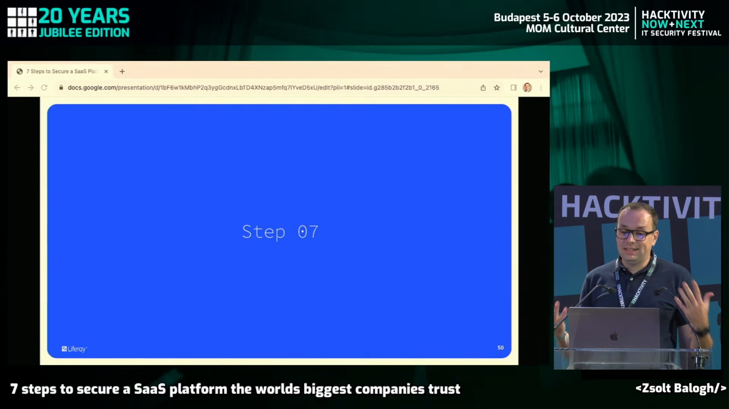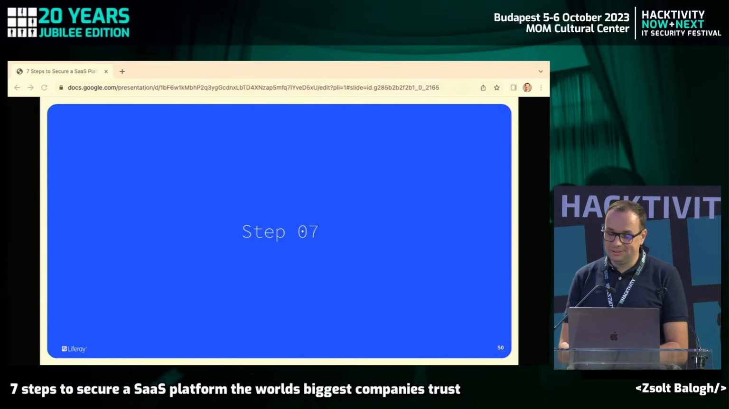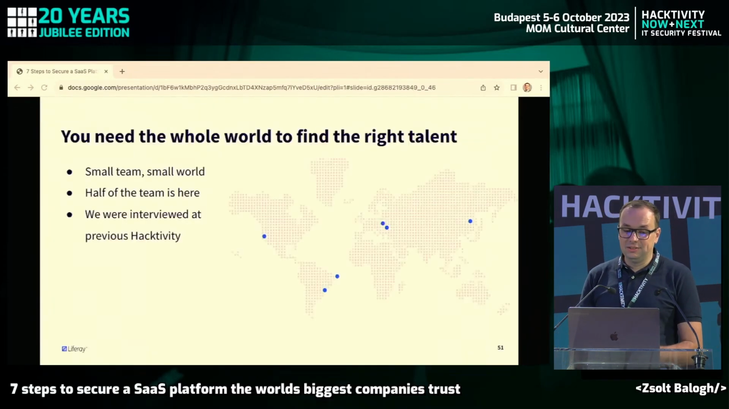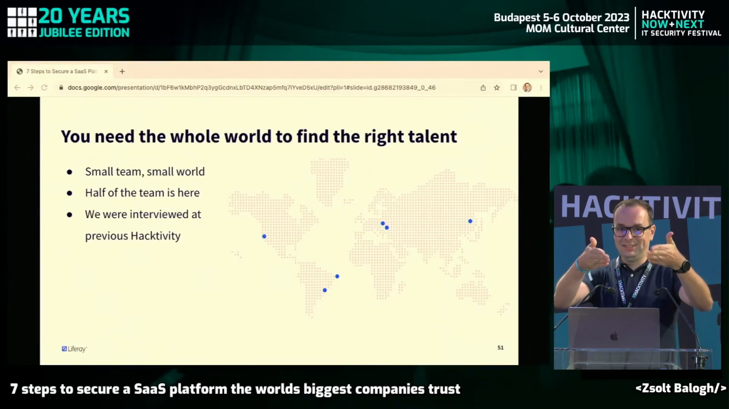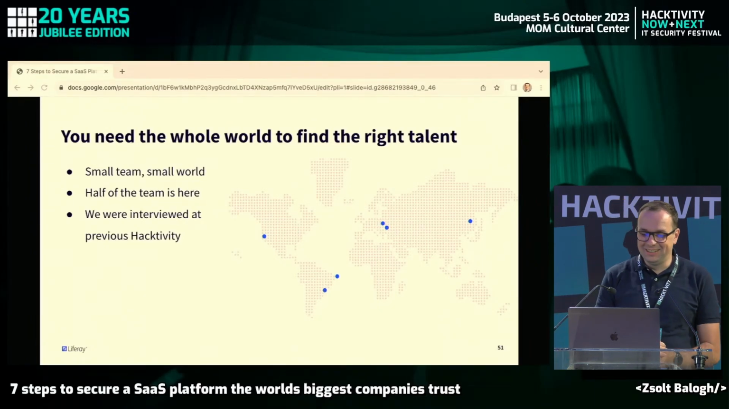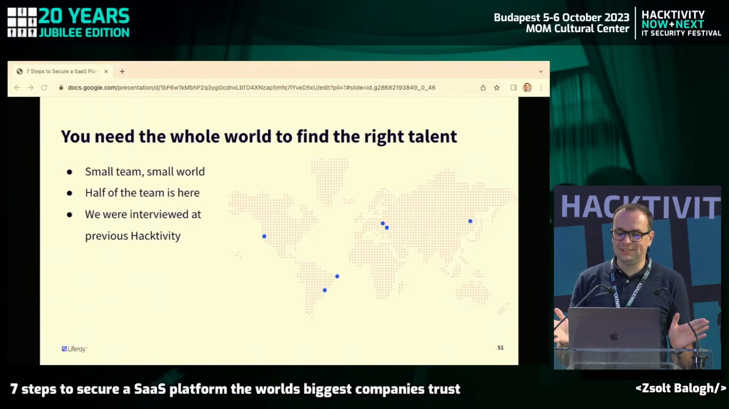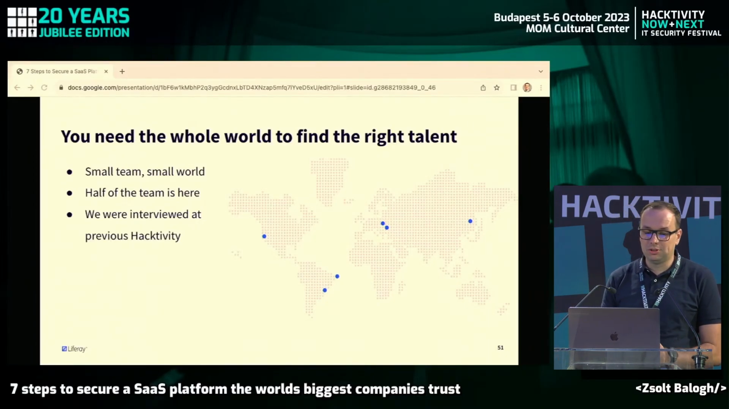And then step 7 is just a very easy one. I do think that you need to use the whole world to find the right talent. We have a very small team, but they are all around the world. Not right now, because actually half of the team is sitting here in the first row. Not exactly half, but most of us.